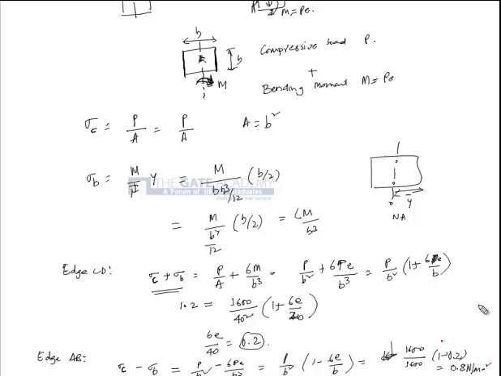Remember, this is compressive because sigma C is positive and sigma B is negative. So the stress is 0.8 and it is compressive, so the minus will come. So the answer is D. Thank you.